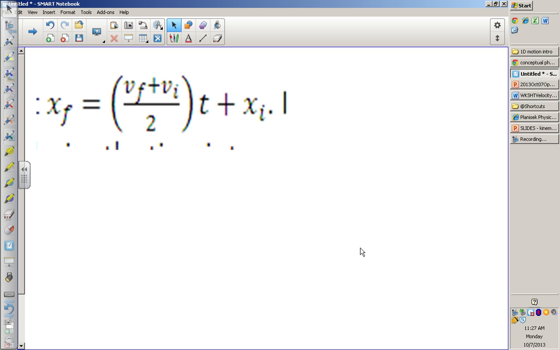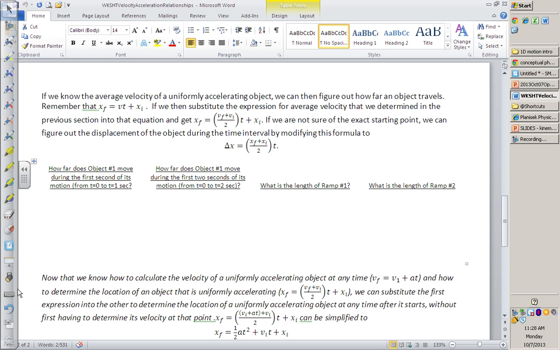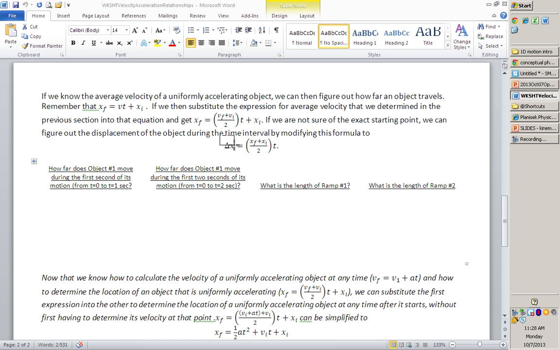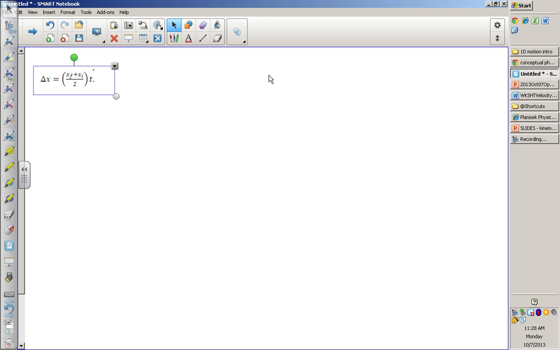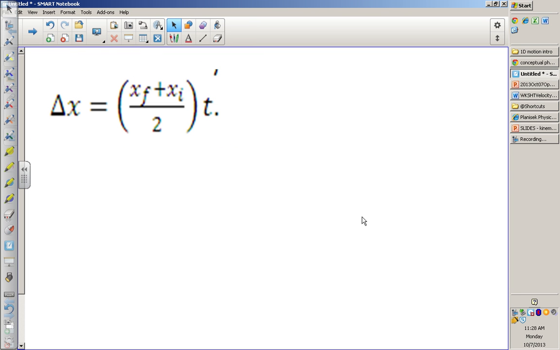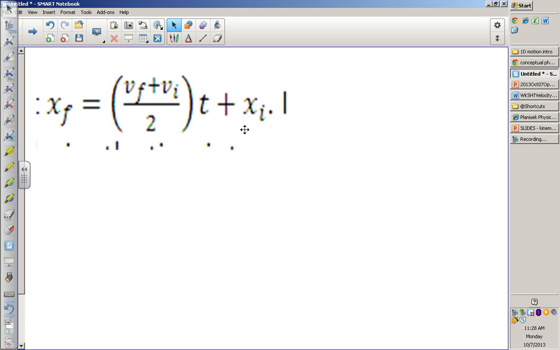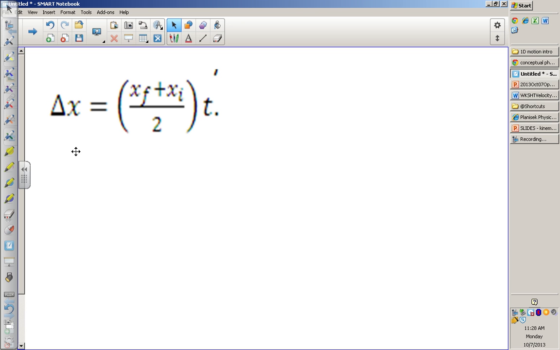Sometimes we don't know exactly where it starts. Even if we don't know exactly where it starts, we can still figure out how far it goes by taking x final and x initial. If we subtract x initial from this side, bring it over to here, we have x final minus x initial, and that gives us delta x. So this expression here relates how far something goes if we know how fast it was going.